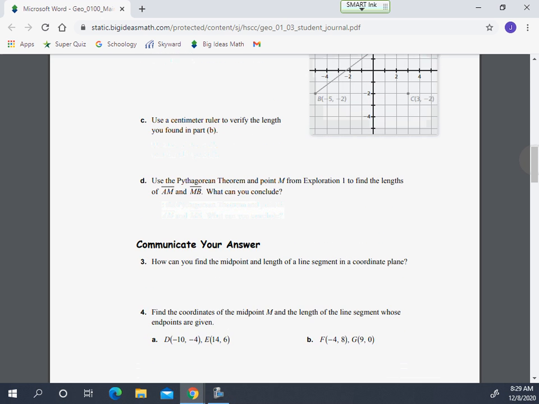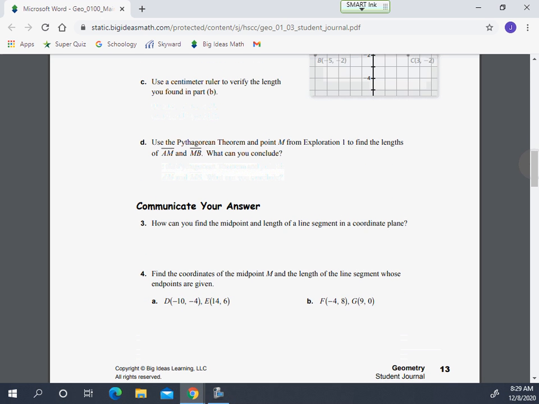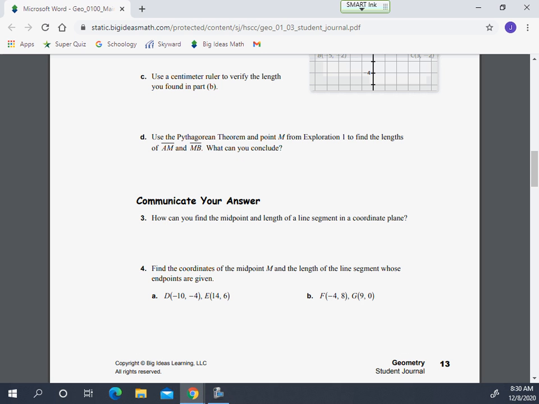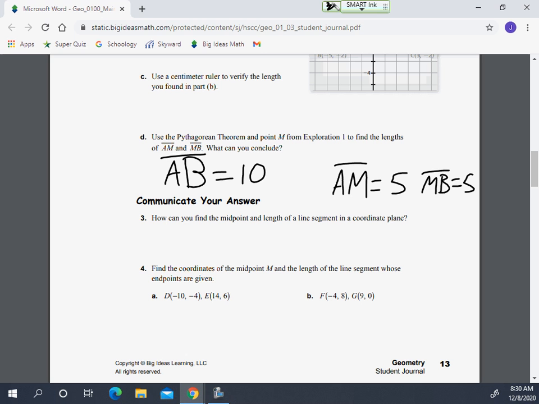What does part D say? It says use the Pythagorean theorem and point M in exploration to find the lengths of AM and MB. Well, we know what, if it's a midpoint of AB, AB was equal to 10. If M is truly the midpoint, that should be halfway between 10 and 0, which is 5. And MB should equal 5 as well. We really don't have to use the Pythagorean theorem there.